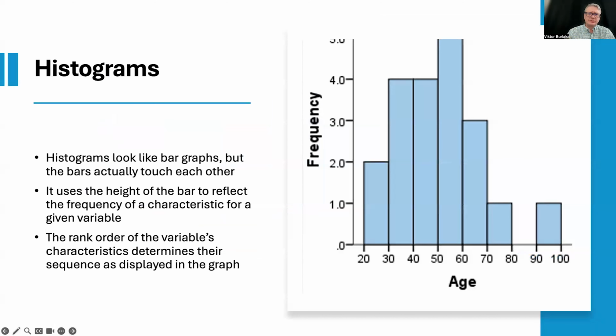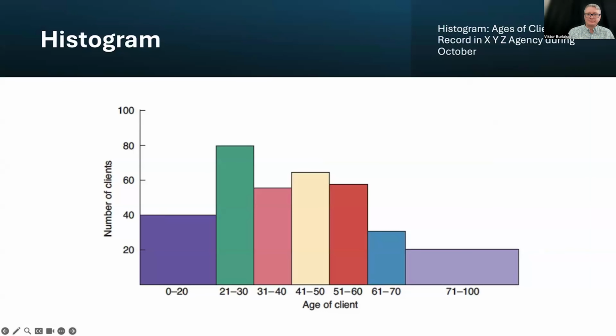Histograms are similar to bar graphs, but the bars touch to show continuous data. The height of each bar reflects the frequency of values, and the order is based on the variable's range. This example displays age distribution, with the highest frequency between 50 and 60.